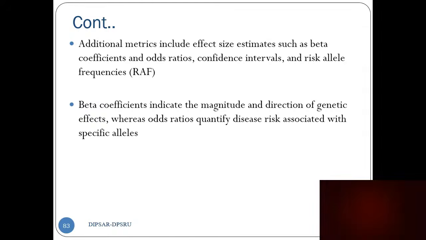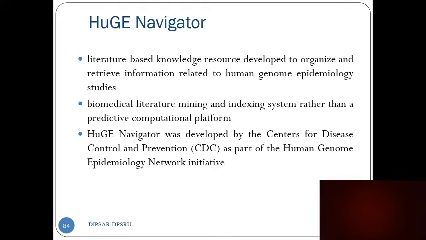Additional metrics include effect size estimates such as beta coefficients, odds ratios, confidence intervals, and risk allele frequencies. These are terms you might have heard when doing GWAS studies. I hope many of you are doing genome-wide association studies as well. In genome-wide association studies, this database is providing the data for us, right? The beta coefficient indicates the magnitude and direction of the genetic effect. Odds ratios quantify the disease risk associated with a specific variant.